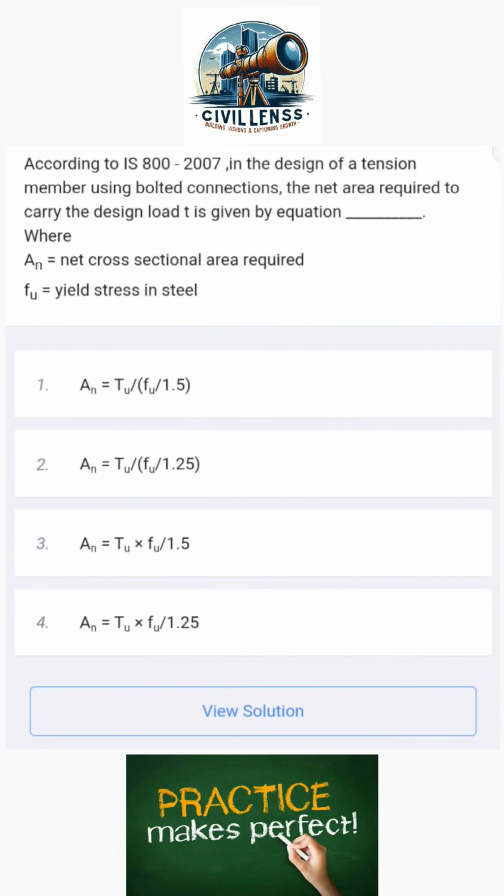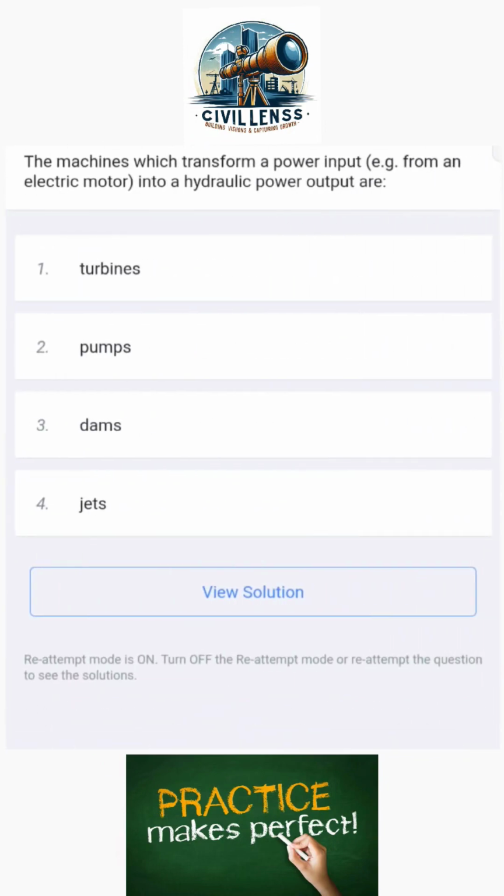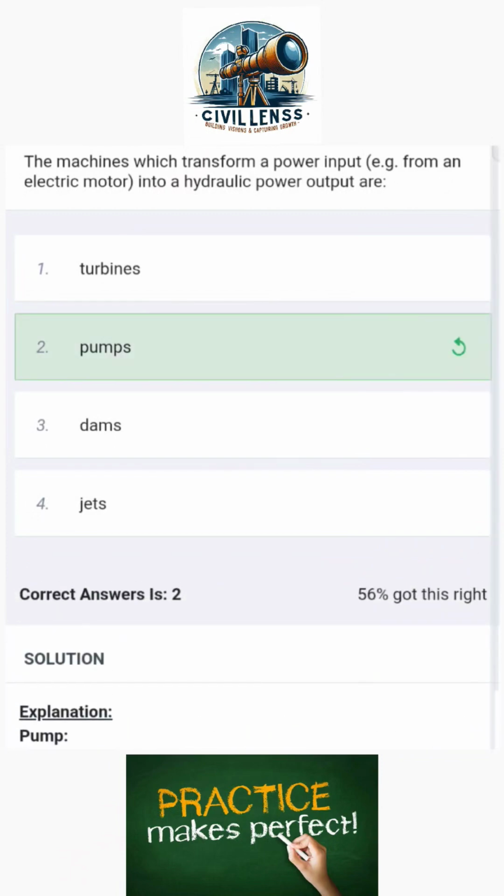Next one. According to IS 800:2007, in the design of tension member using bolted connections, the net area required to carry the design load T is given by the equation An is equal to Tu by Fu by 1.25. Here 1.25 is the factor of safety. Next, the machines which transform a power input into a hydraulic output are called pumps.